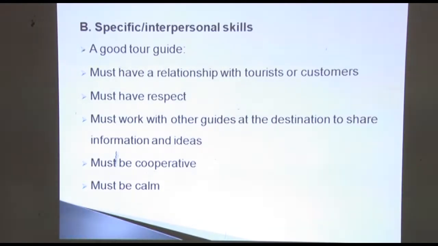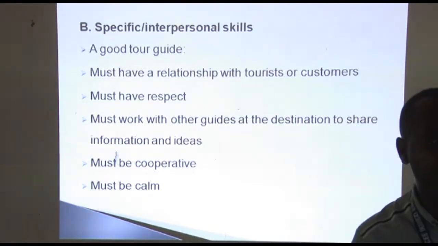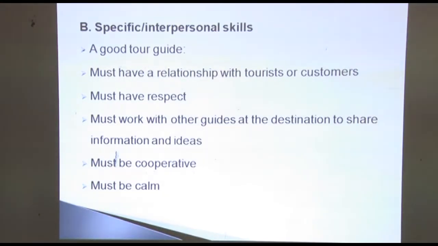B is specific or interpersonal skills. The specific skills, remember, are the abilities a tour guide must have in order to perform very well. So a good tour guide must have a relationship with tourists and customers. It's better to create a relationship with tourists, because when you create a relationship between tour guide and tourists, it creates confidence, it creates hope, it creates friendship. That's why you must have a relationship with tourists and customers. Must have respect. It's better to respect those tourists, because when you respect tourists, they can create a relationship between the tour guide and the tourists.